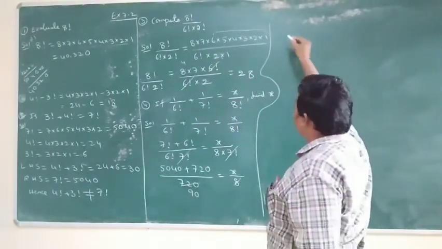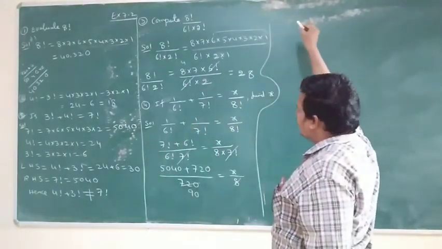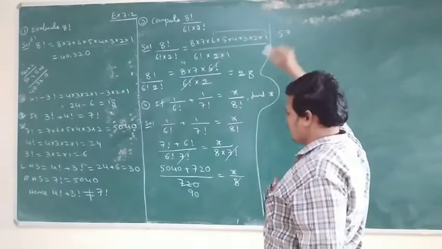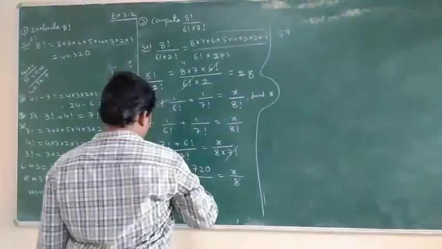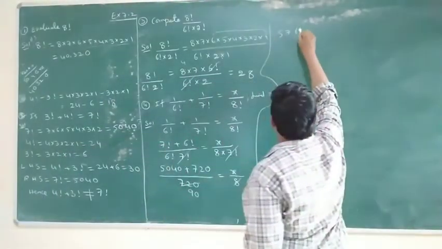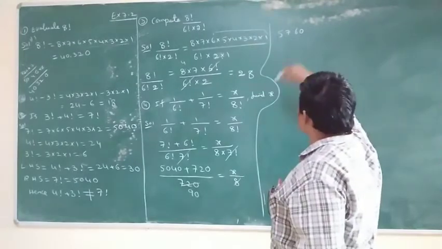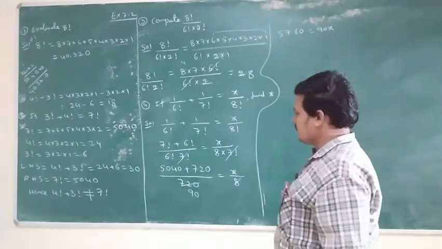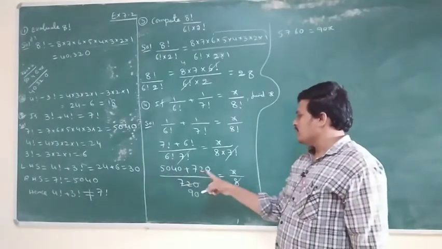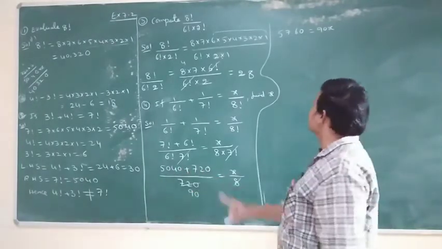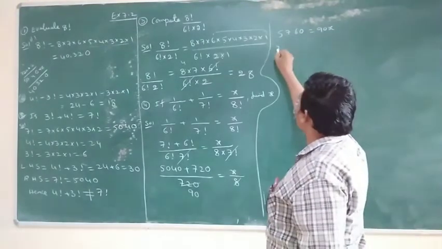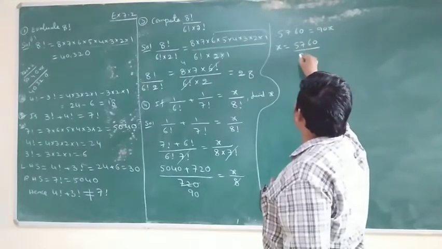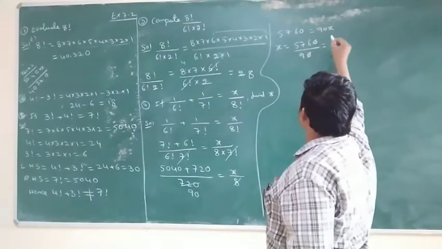So 5040 plus 720 means 5760. 5760 is equal to 90x. So x is equal to 5760 by 90. 0 0 cancel.